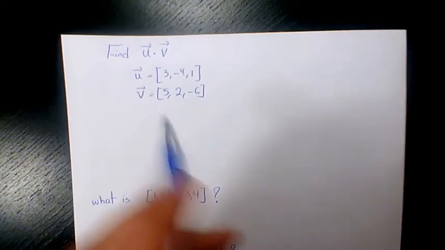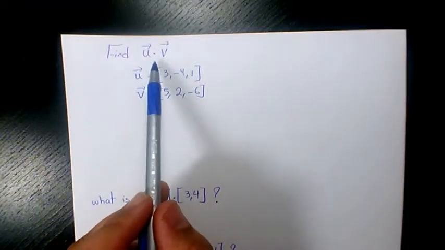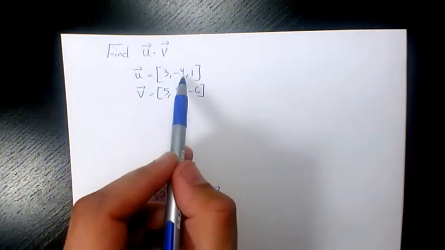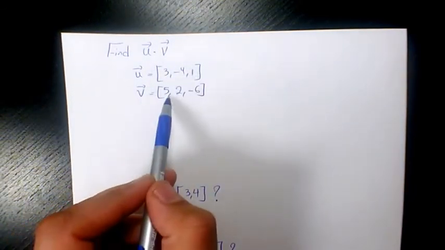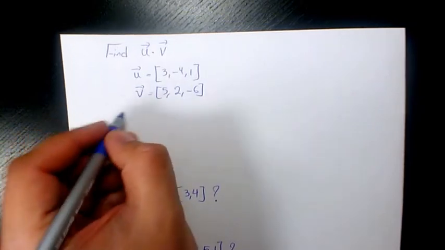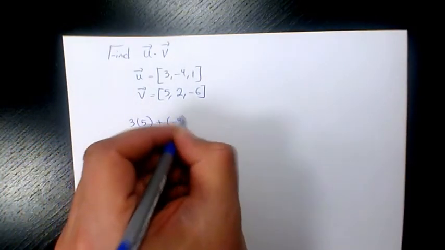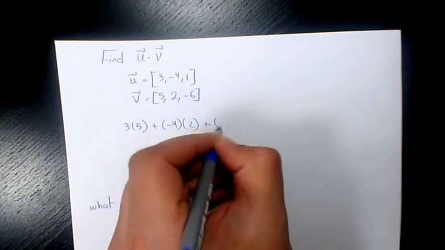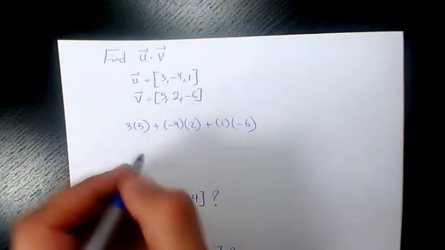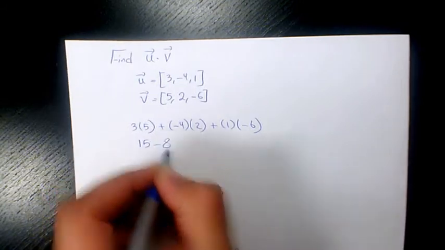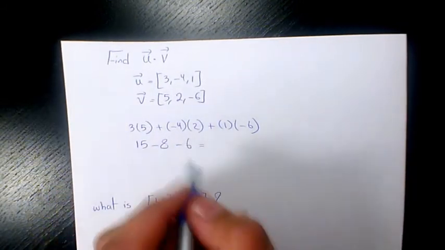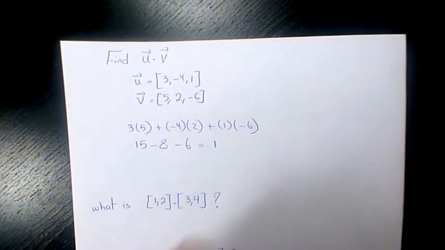Next one, find dot product of U and V. U is 3, negative 4, and 1. V is 5, 2, and negative 6. So that will be 3 times 5 plus negative 4 times 2 plus 1 times negative 6. That will be 15 minus 8 minus 6, which will be 1.